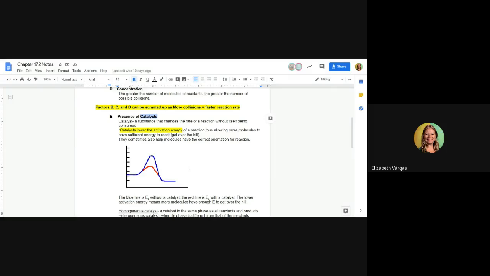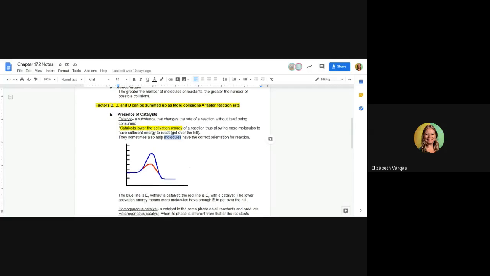Okay, so that's a catalyst. It lowers the activation energy. Sometimes they can even help grab onto the reactant molecules and align them into the correct orientation so they're lined up properly, so then they can react better too.